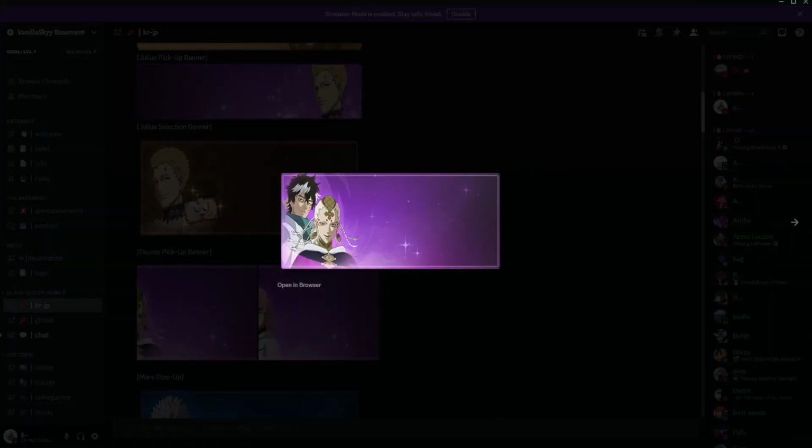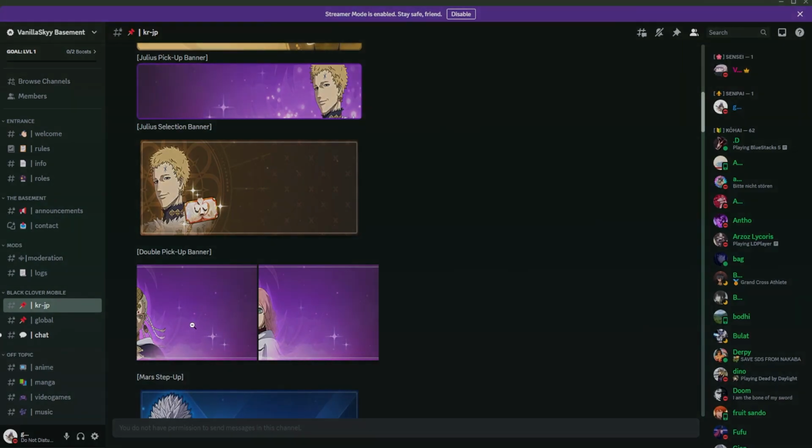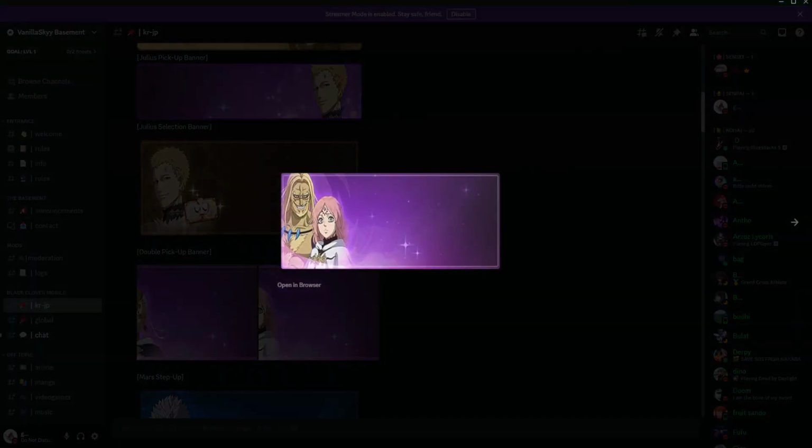But first off, let's just talk about the double pickup banners, which I'm gonna guess are going to be on global. We already had these, and I don't think they're gonna redo these pickup banners unless they start doing pickup banner reruns, I guess. But considering the information we have below, I just don't see them doing this.